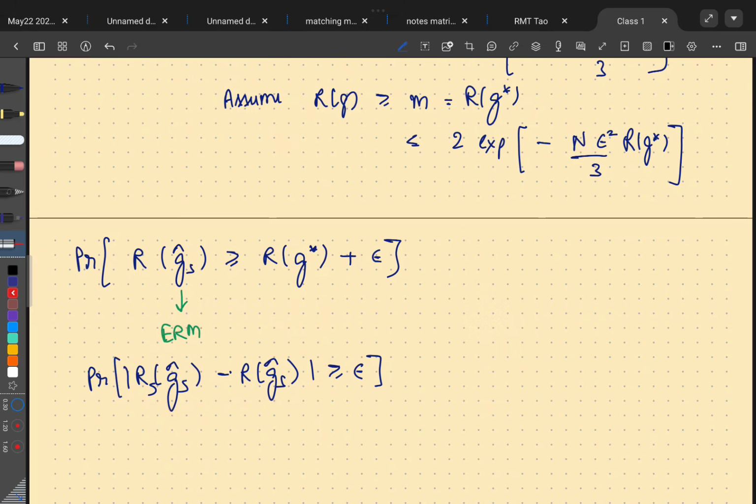Yes. G star belongs to the set of all functions. So G belongs to the set of all functions. GS hat also belongs to the G set, a generalization of all the functions that we take into consideration. But G star is the function that is learned by the model. Remember, GS hat as well as G both belong to the same class. But there's some other difference, and you're close.